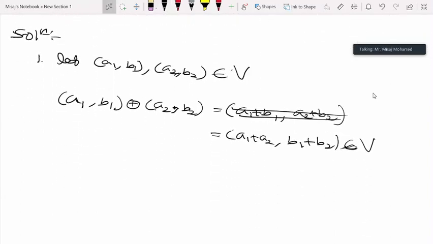Then A1 plus A2 means A1 is a real number, A2 is a real number, so A1 plus A2 is also a real number. Is it okay? Yes, sir. Similarly, B1 plus B2 is a real number. Okay?